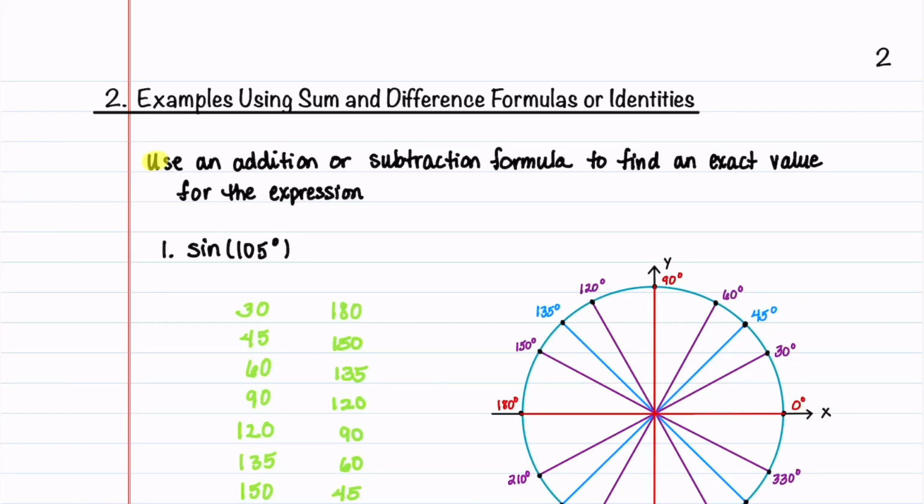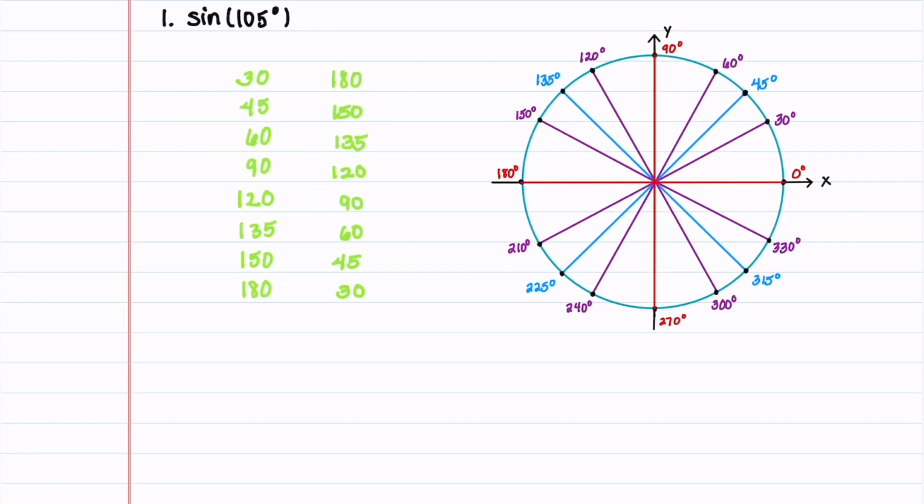I'm going to show you exactly how to use sum and difference formulas to find the exact value of the sine of 105 degrees. Our strategy is going to be to let 105 degrees be the sum or difference of two angles that we know the value for sine and cosine, and those angles are on the unit circle that I've included here.